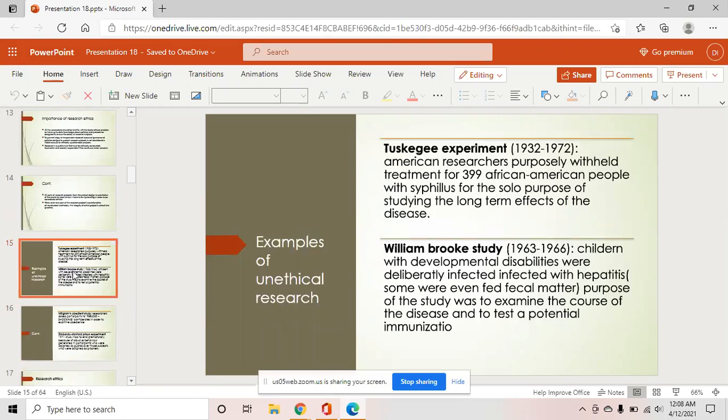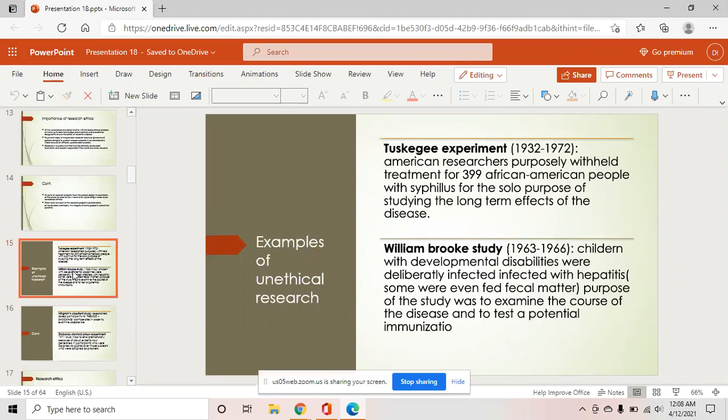Examples of unethical research. Tuskegee experiment, 1932 to 1972. American researchers purposely withheld treatment from 399 African American people with syphilis for the sole purpose of studying the long-term effect of the disease.